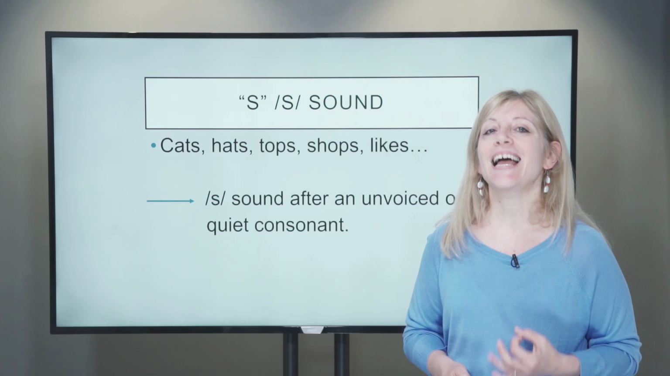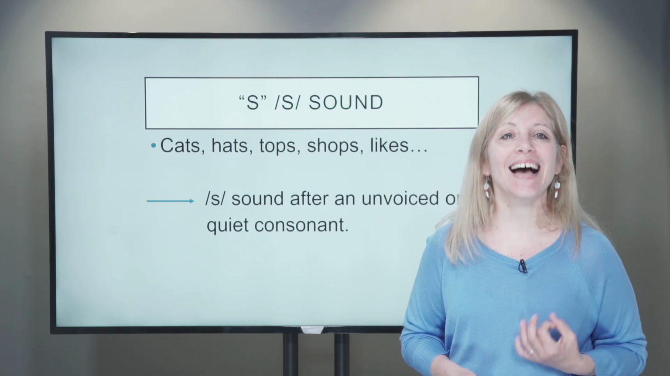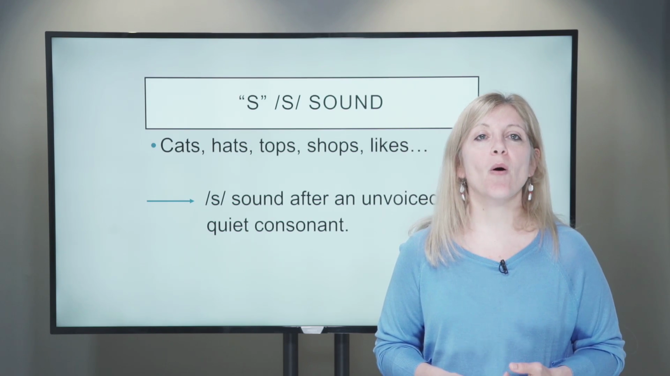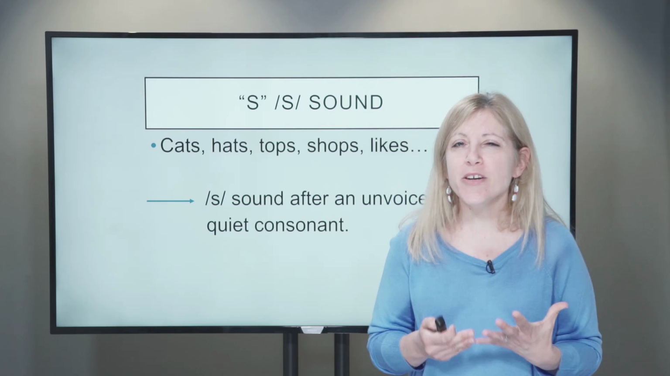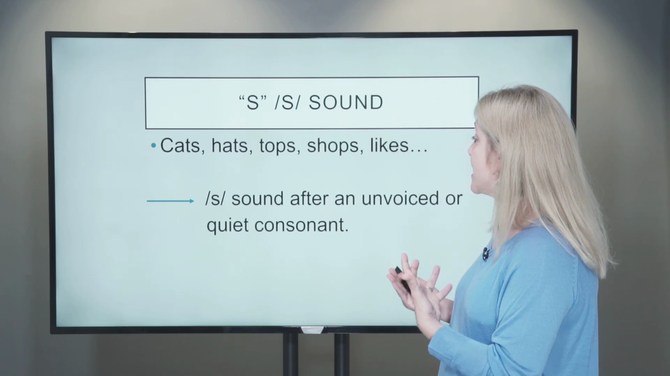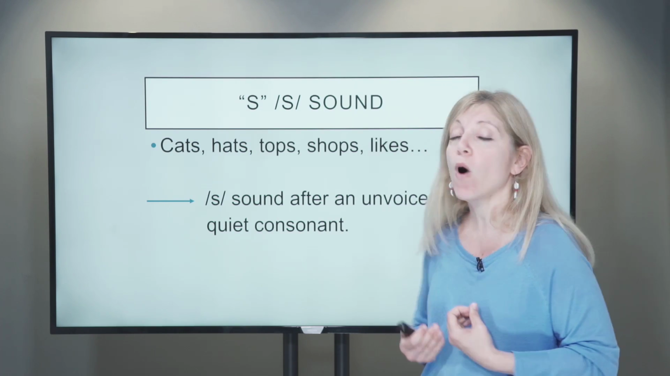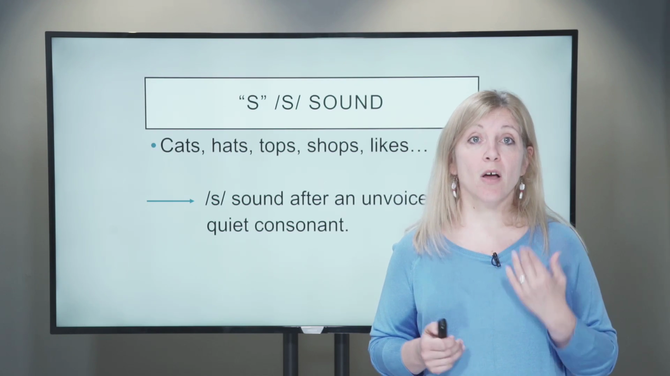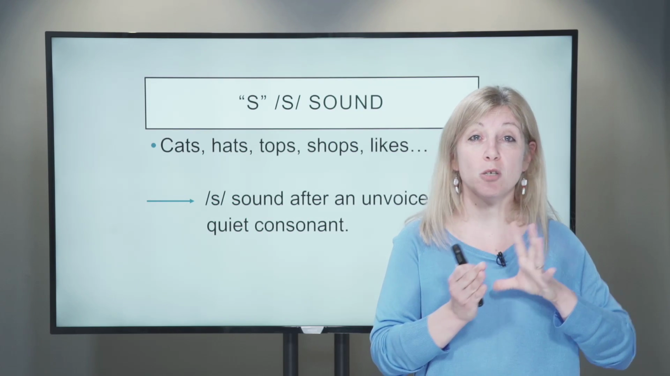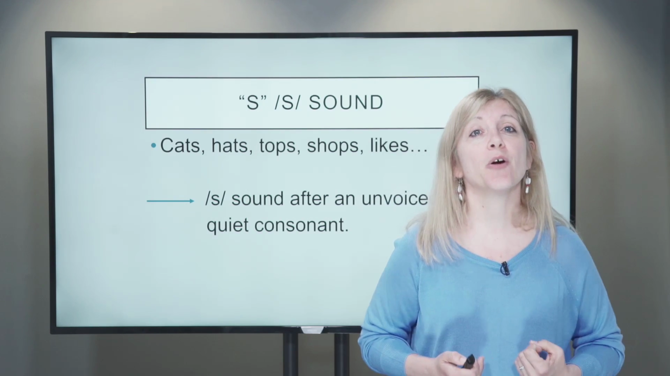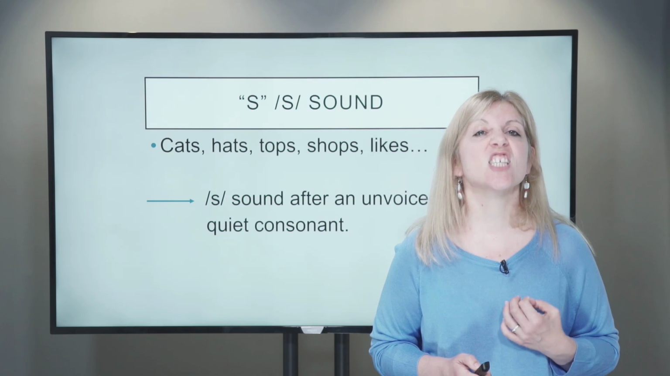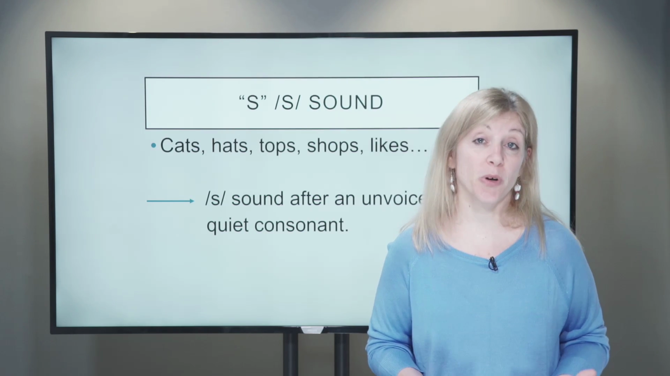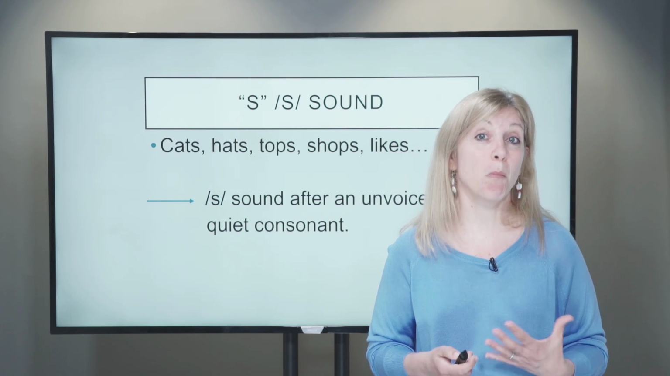When it sounds like the S sound, like cats, hats, shops, likes. So often it's with plurals. So when do we know that? We know when it's the sound after an unvoiced or quiet consonant. Unvoiced means we don't use our vocal cords. So if the consonant before that is unvoiced, then you're going to sound the S as S. But the best thing to remember is not so much the rule, it's to remember the words and that the plural sounds like an S most of the time.